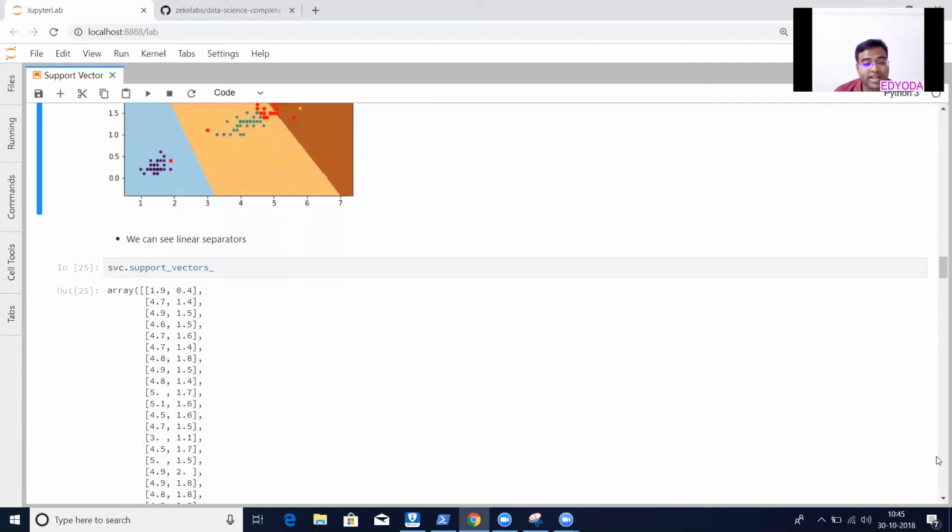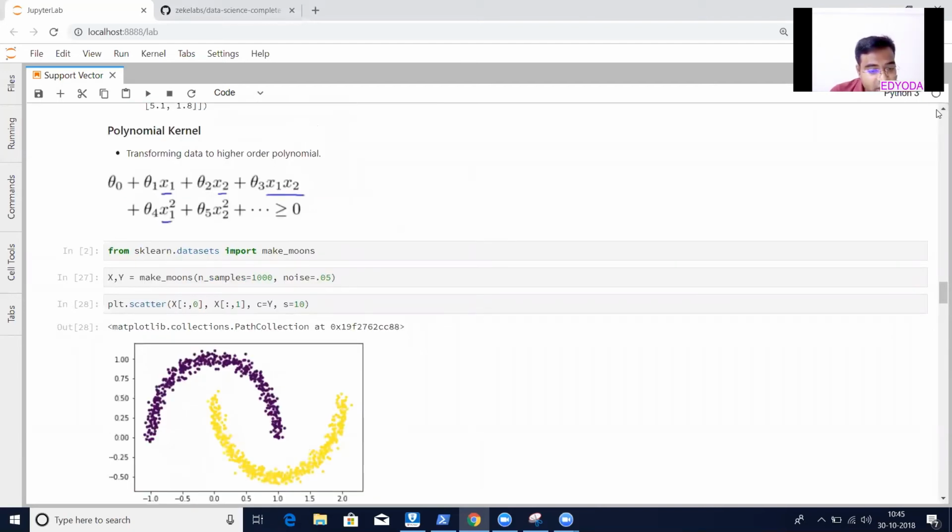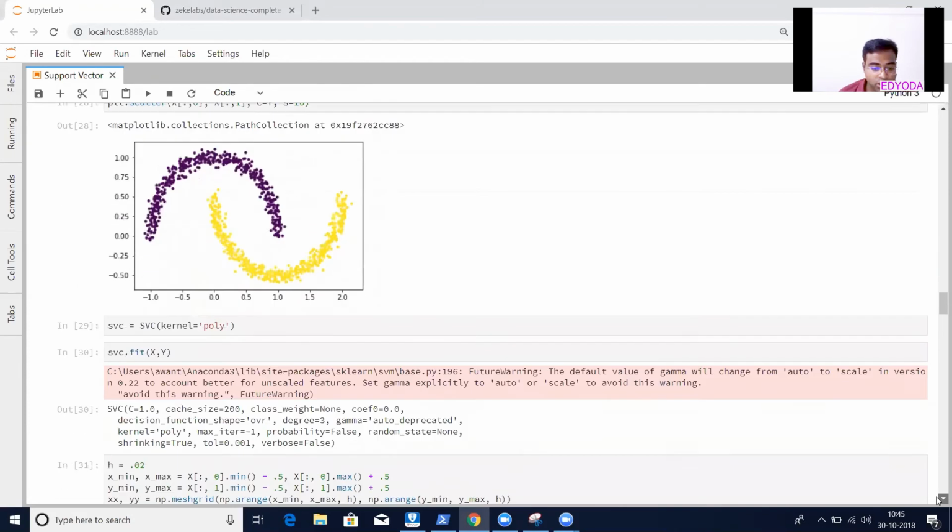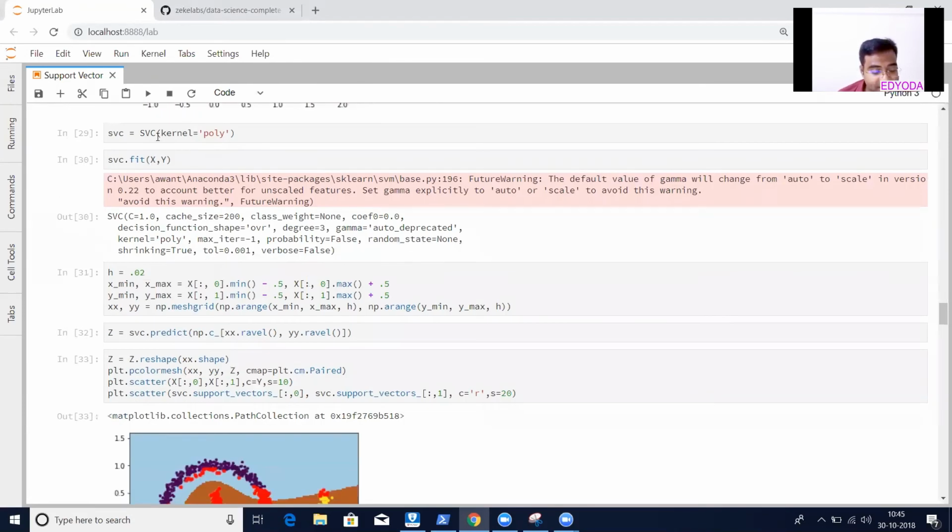Let's move to the next kernel, that is polynomial. In the polynomial kernel, we try to predict a polynomial-degree line. Say we have data which looks like this, or we are simply generating moon data. So what will you do? You create a support vector classifier with kernel poly.